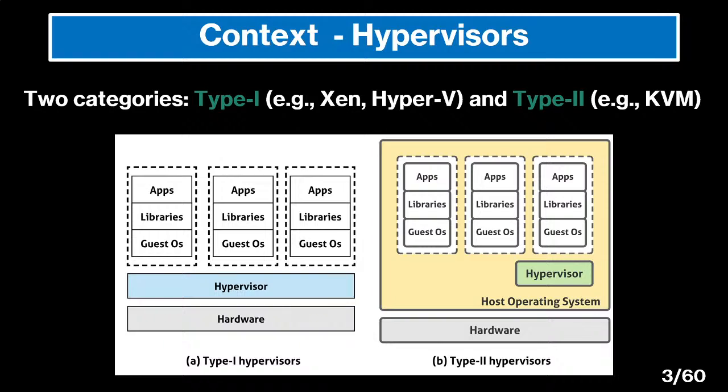So on the underside, we have type 2 hypervisors, which are hypervisors that need the presence of an existing operating system in order to rely on it for its virtualization routines. As an example, we can name the Linux KVM. In my thesis, I was focused on type 1 hypervisors.